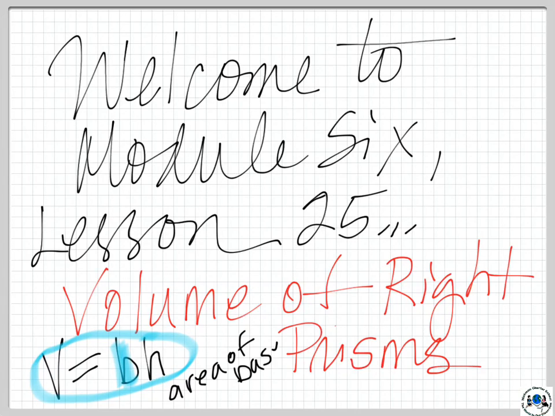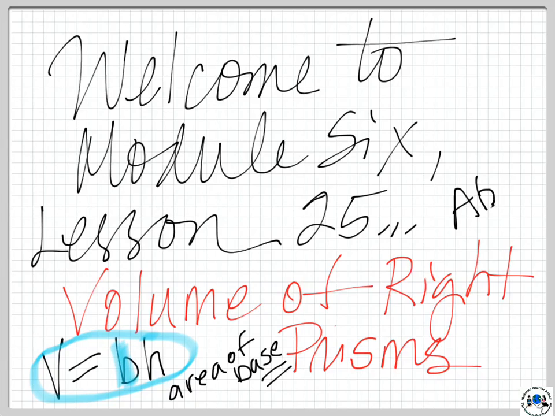So I wonder sometimes why they didn't put A of the B or something like that instead of just B. Anyway, yeah, so area of the base. We're going to use that formula to calculate volume of right prisms in this lesson.